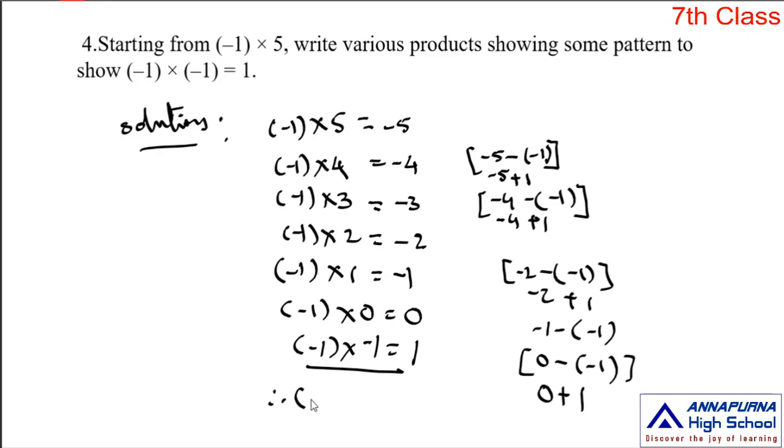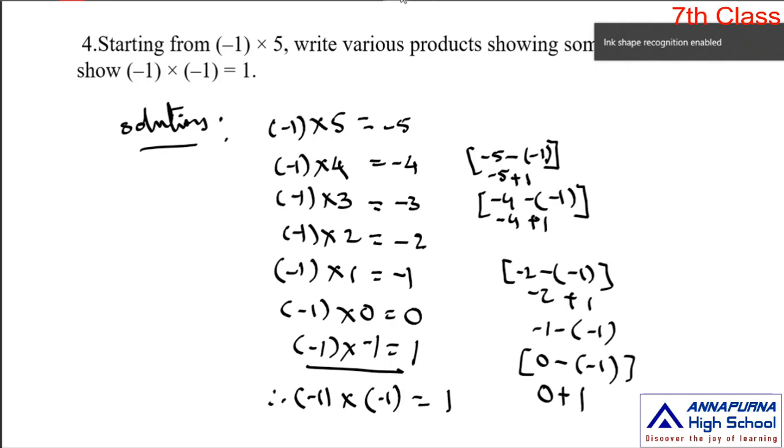Therefore, minus 1 into minus 1 is equal to 1. So we have to show like this, the pattern is like this only. That means the product of two negative integers is always positive. Minus into minus gives plus.